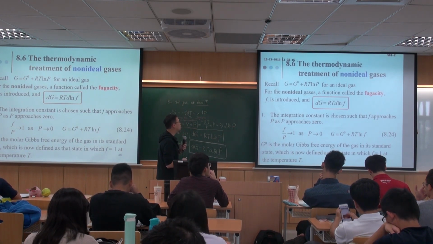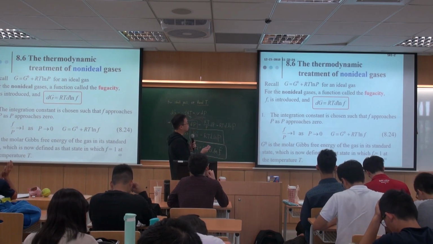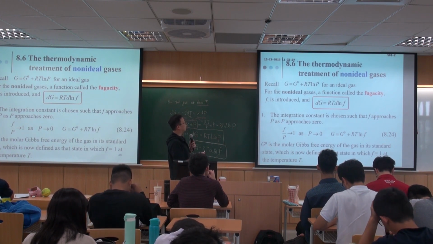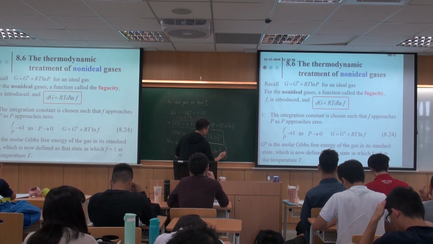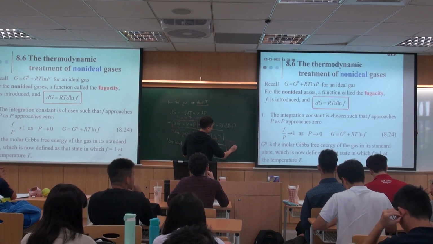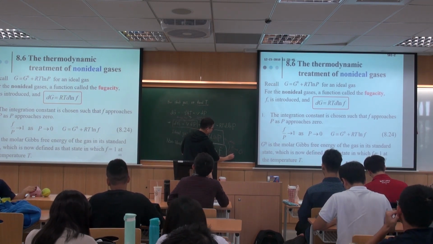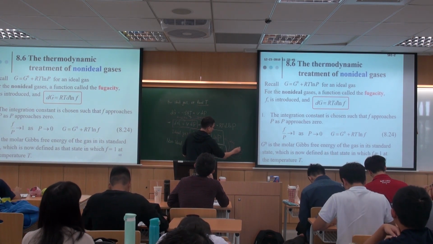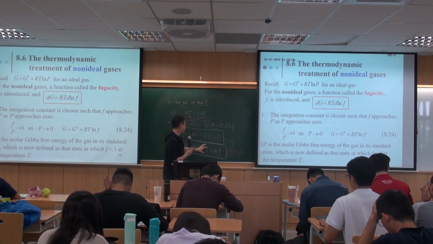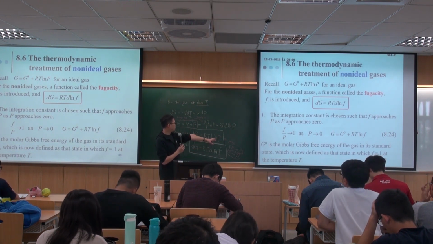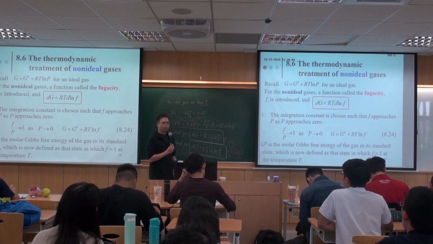this function called fugacity. And we know that if the gas is, for instance, in a low pressure condition, when the pressure is close to zero, we know that this fugacity should be close to pressure. So when pressure is approaching zero, then F should be close to pressure. So this fugacity, which is a function that we use to calculate Gibbs free energy, should be similar to pressure when the pressure is close to zero, because now the behavior will be approaching an ideal gas behavior.